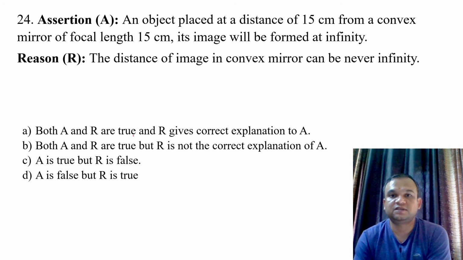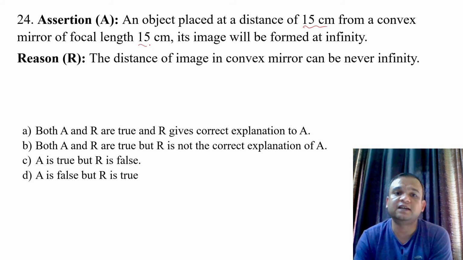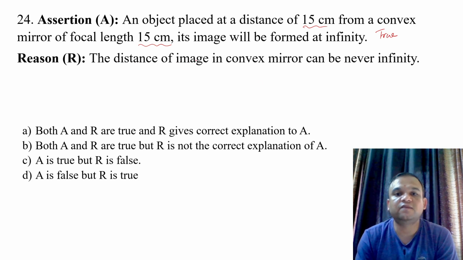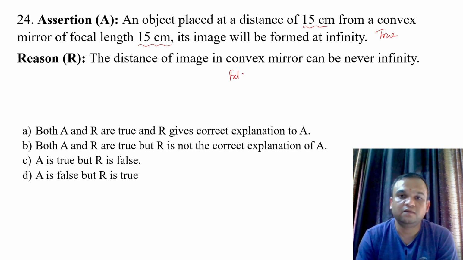In the next question, assertion states that an object placed at a distance of 15 cm from a convex mirror of focal length 15 cm, its image will be formed at infinity. If the object is placed at the focus, its image will definitely be formed at infinity, and that is why it is a true statement. Reason states that the distance of the image in a convex mirror can never be infinity. It is also a false statement, and option C is the correct answer for this question.